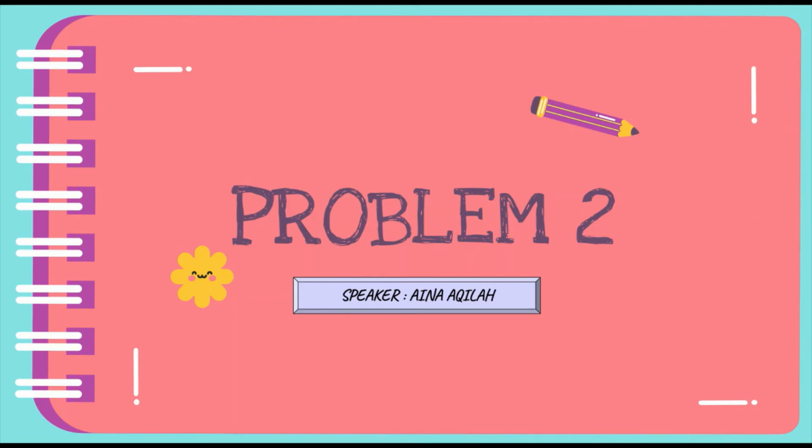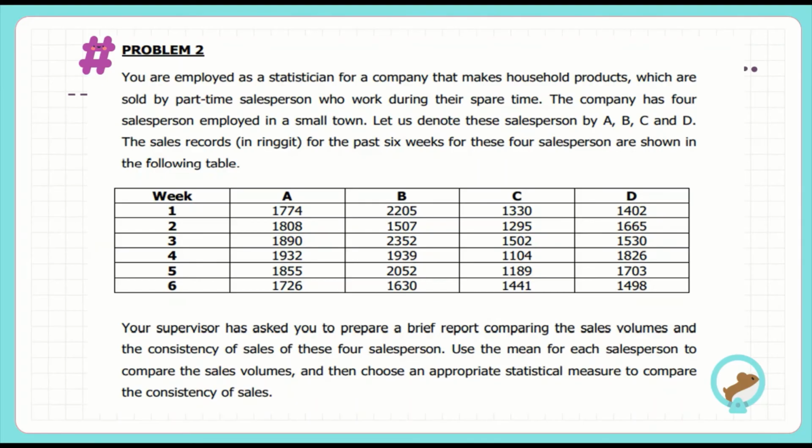I will be explaining problem 2. The problem 2 question says that you are employed as a statistician for a company that makes household products. It shows salespersons A, B, C, and D with the sales records for the past 6 weeks for these 4 salespersons. We are advised to find the mean for each salesperson by comparing the sales volume using the mean, and then choose an appropriate statistical measure to compare the consistency of sales.